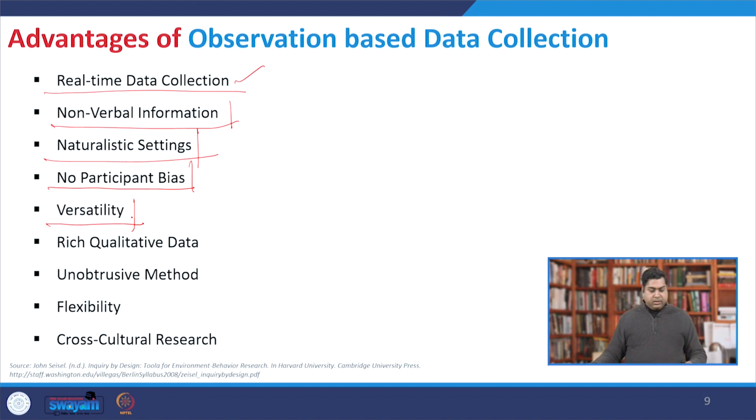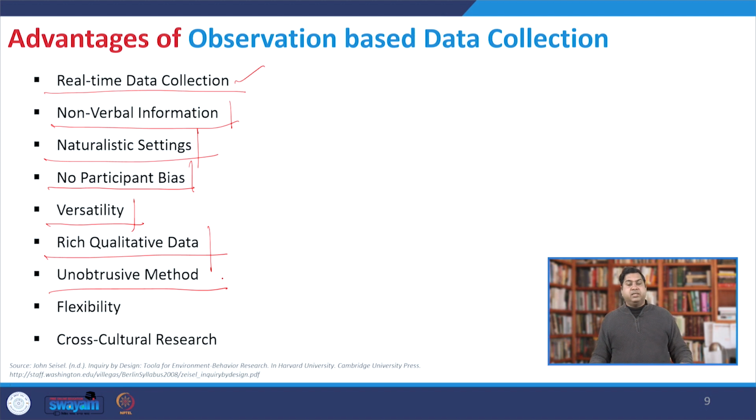It has versatility. In that case it will not depend on a language barrier or a context barrier, so observation can be done anywhere. It will not be restricted in terms of dialogue, because that is not happening in an observation survey. Rich qualitative data: mostly it will be qualitative data only, but through observation you can also count information, which will be quantitative. So in that case we can have that as well.